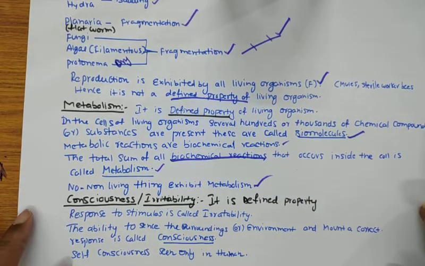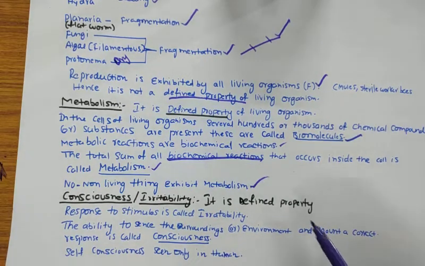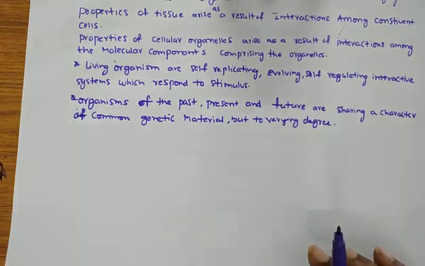Then we also discuss consciousness and irritability. It is a defining property of living organisms. Response to a stimulus is called irritability. The ability to sense the surroundings or environment and mount a correct response is called consciousness. Self-consciousness is seen only in human beings.